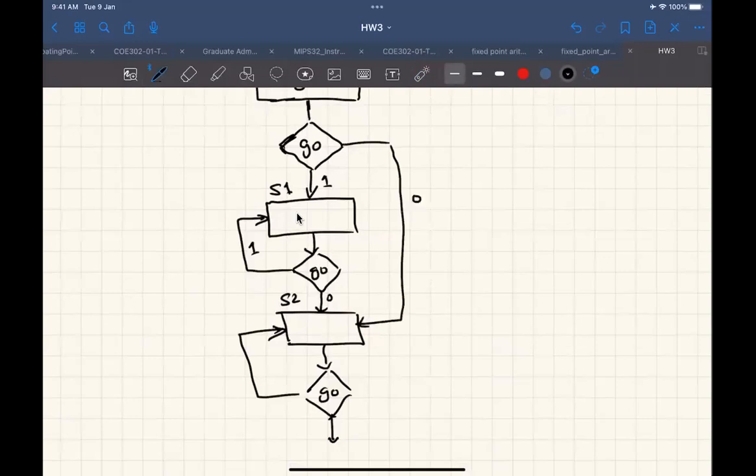Because if go is 0, then all it takes for a positive edge is for go to go to 1. So this is exactly what I mean by this. Do you get that, guys? If you have a question, please ask. It is important. Clear.